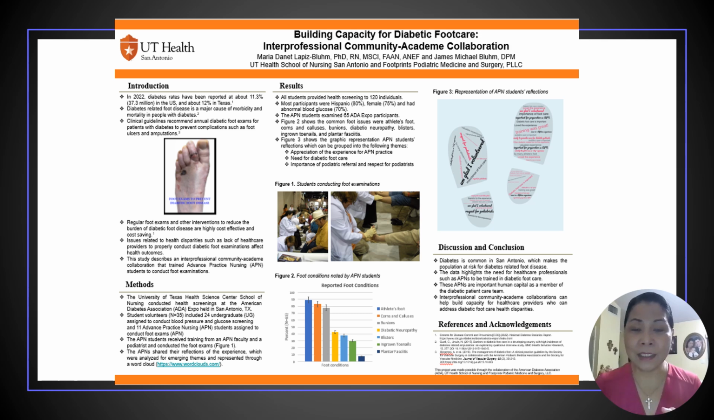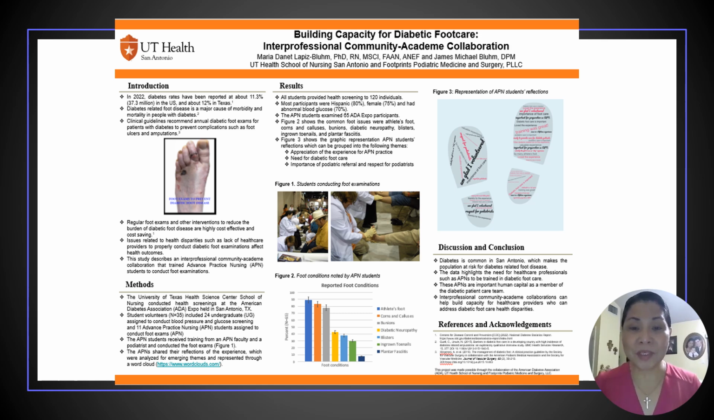So just briefly, a group of undergraduate and graduate nursing students who are enrolled in advanced practice nursing volunteered at an event. The undergraduate nursing students performed health screening, glucose screening, and these participants, we have about 120 participants, were mostly Hispanic, about 80%, 75% were female, 70% of those participants have abnormal blood glucose.